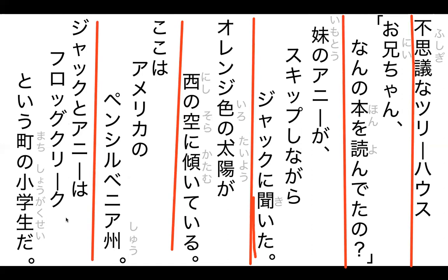Frog Creek to iu machi no shogakusei da. Yes. Jack to Ani wa Frog Creek to iu machi no shogakusei da. So Jack and Annie are currently in the primary school of Pennsylvania. Perfect. What is the name of the city in Pennsylvania that they're in? Frog Creek. Nice. Perfect.